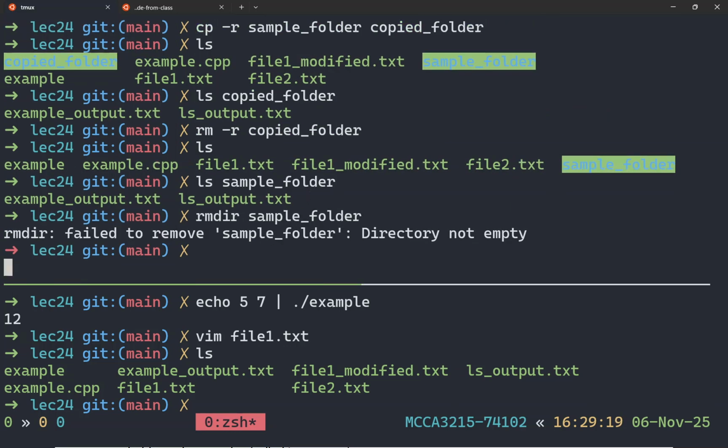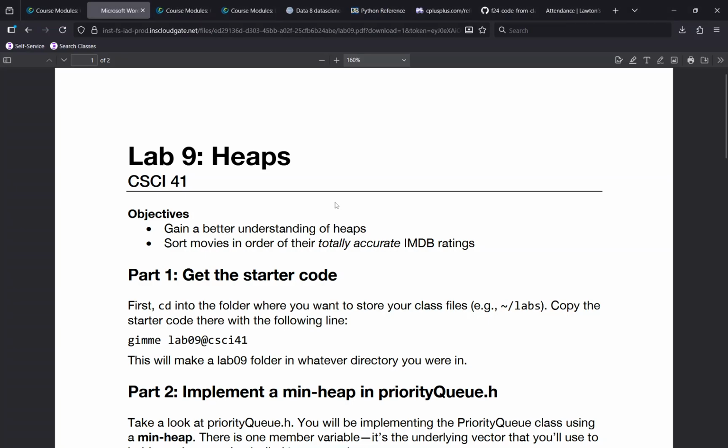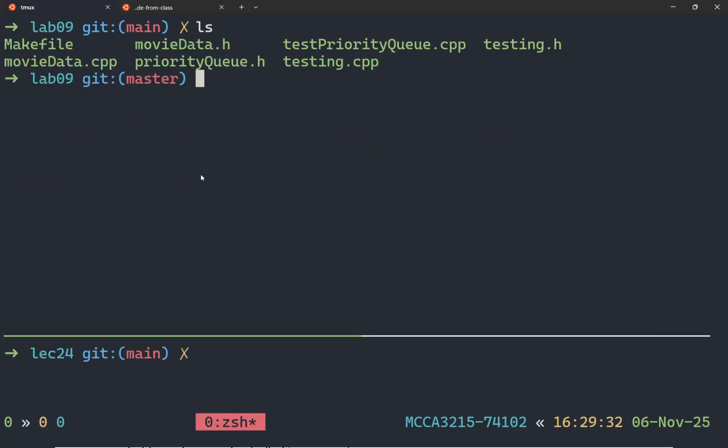All right, let's get to wherever I want to be here. Let's do starter code 41, lab 9. All right, so here is what we're doing. We're making our own priority queues with a heap on the back end.